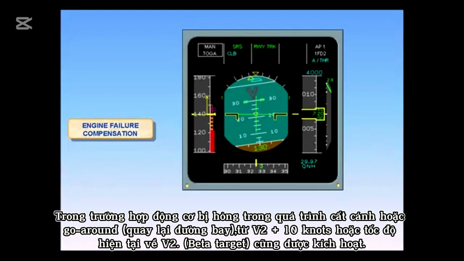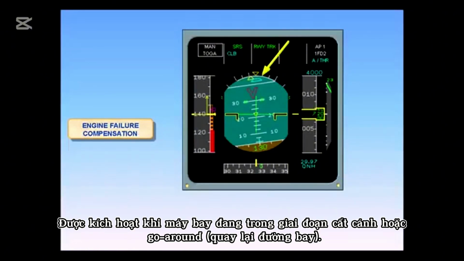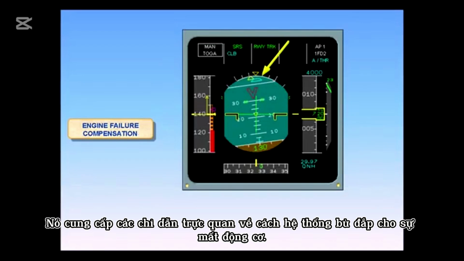The beta target is also activated. The slip indicator, normally yellow, turns blue and provides additional guidance to the pilot. Activated when the aircraft is in the takeoff or go-around phase, flaps 1, 2, or 3, and thrust set at a high level, it provides visual cues as to how the system is compensating for the engine loss.